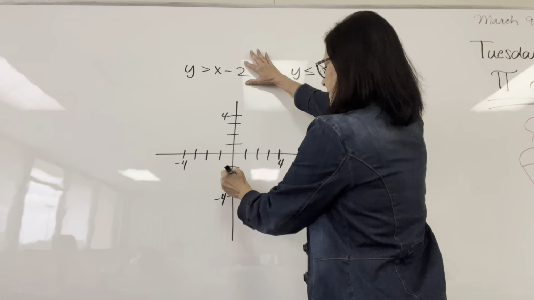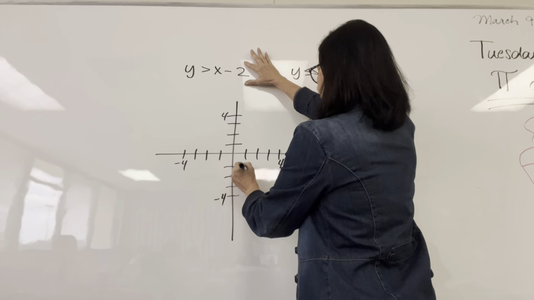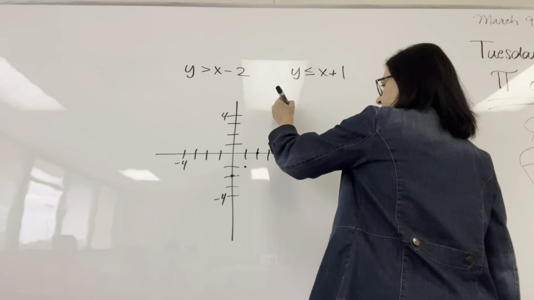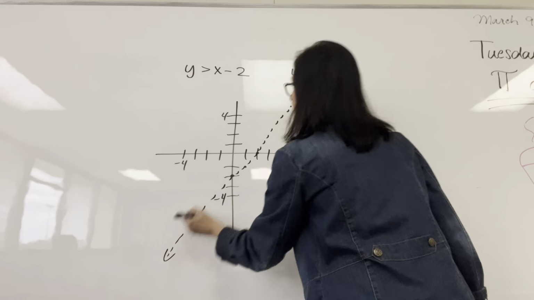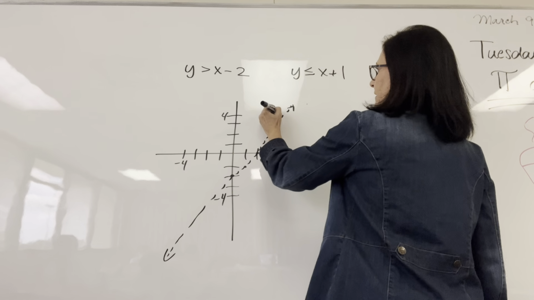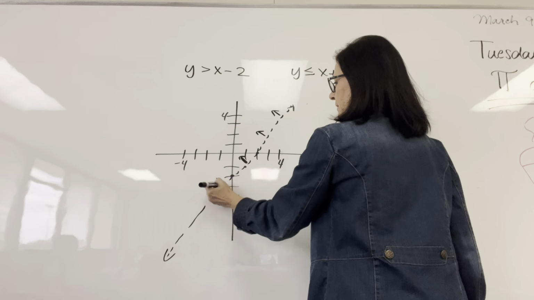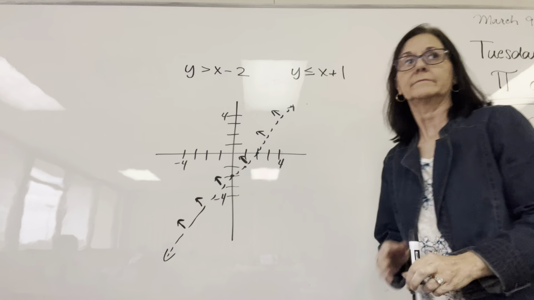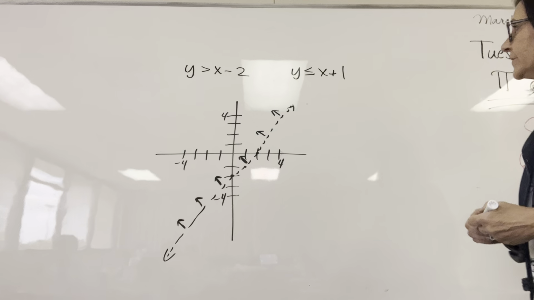All right, so I start at my y-intercept. My slope is 1. I'm going up 1, running 1. It's going to be a hyphenated line. It's greater than, so I'm thinking above it, everything above the line. The arrows help me. Hopefully they'll help you.